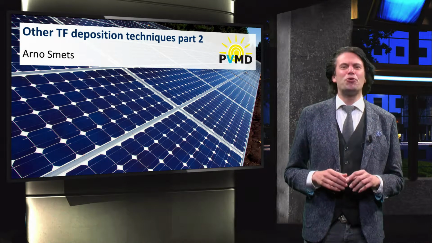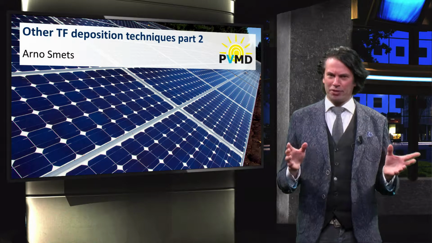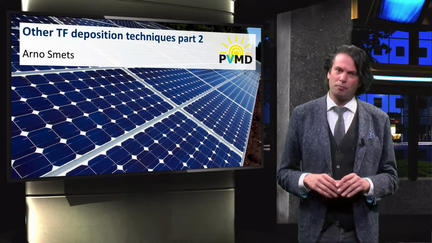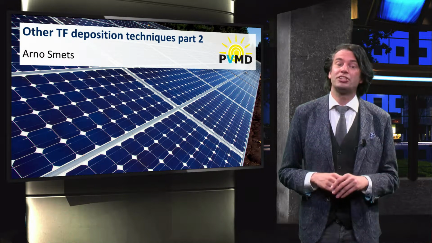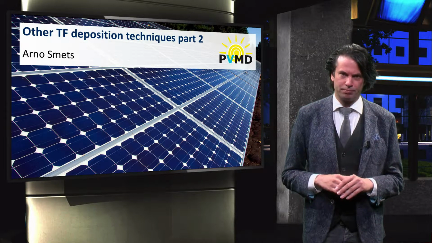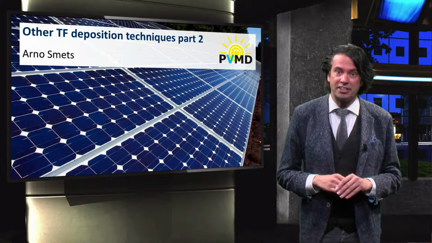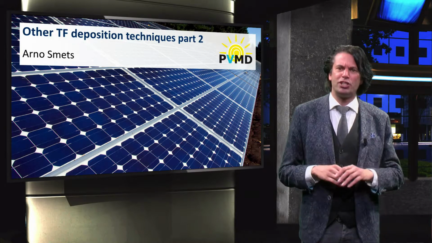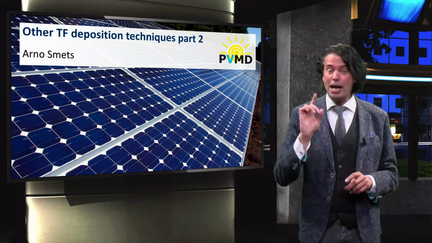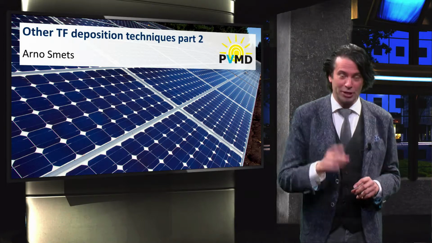In the previous video, we started our discussion of the important thin film processing techniques. We discussed the sputtering deposition and the evaporation deposition. We will now continue with an alternative evaporation technique often used for the deposition of cadmium telluride, namely closed-space sublimation.